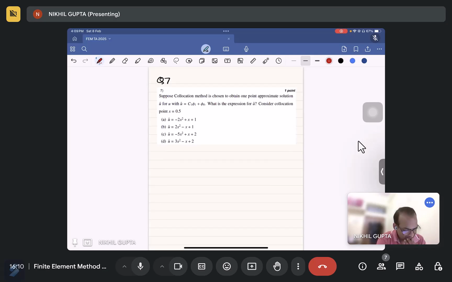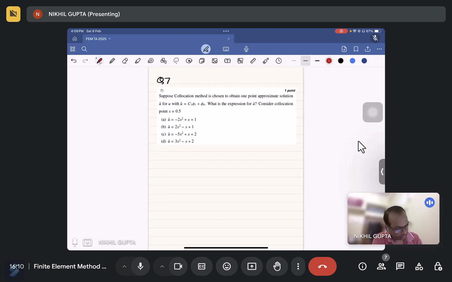So the question says, suppose the collocation method is used to obtain an approximate solution for u, which is this. What is the expression for u? Seven, collocation point 0.5. Okay, so what do we have to do?